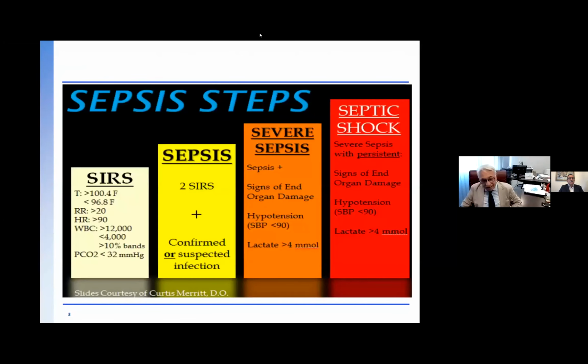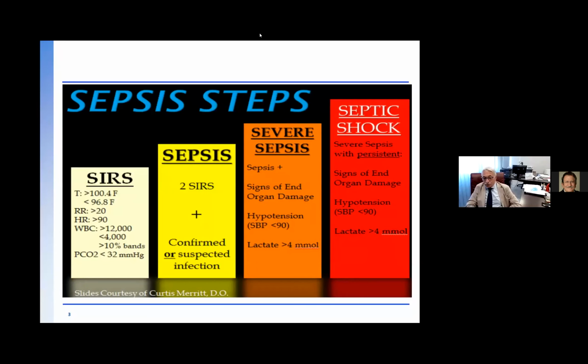There you can see the various steps that characterize sepsis. It starts with the SIRS, the abnormal inflammatory response, with clinical parameters as well as lab parameters that characterize it in terms of number of white blood cells, less than 12,000 or more than 4,000, increase of bands by 10%, and increase of PCO2. And then the second step is characterized by either the confirmation or a suspected infection.